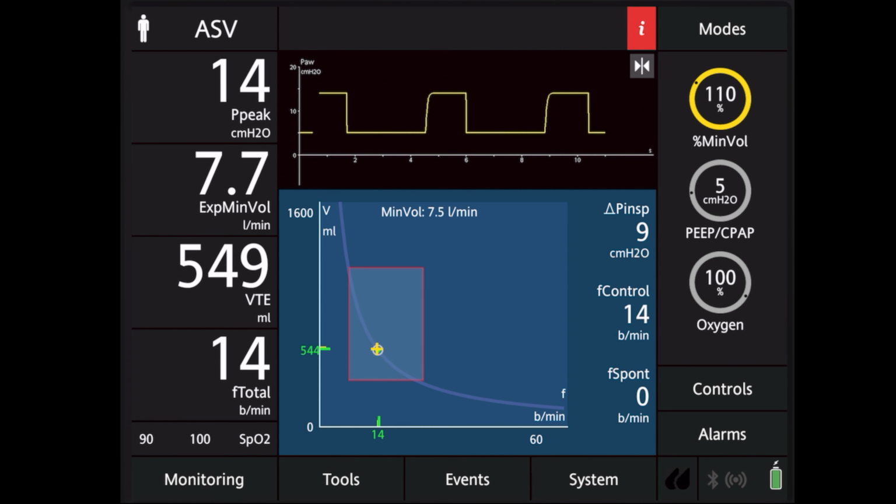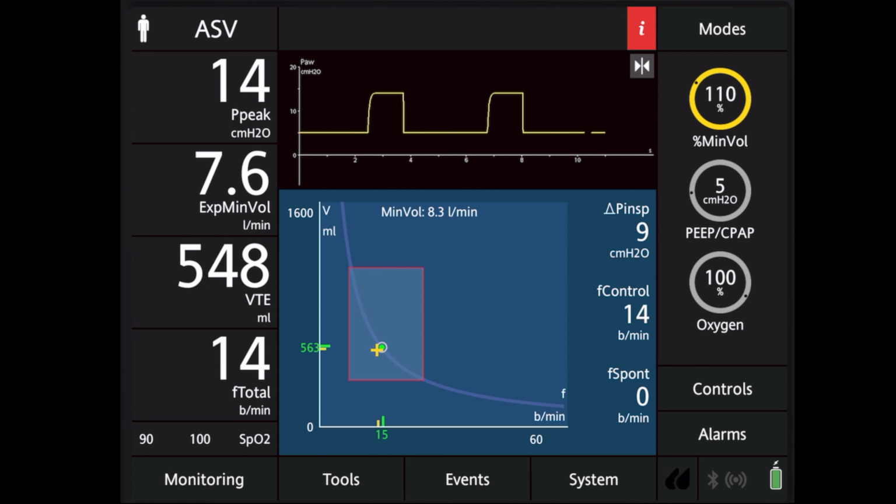A red box on the ASV graph represents the ASV safety window. Inside the ASV safety window, a green target represents the optimal tidal volume and respiratory rate combination. The yellow cross represents the patient's actual values. ASV adapts to the patient's breathing mechanics, spontaneous activity, and tidal volume to bring the yellow cross and the blue circle together, indicating optimized ventilation for the patient.